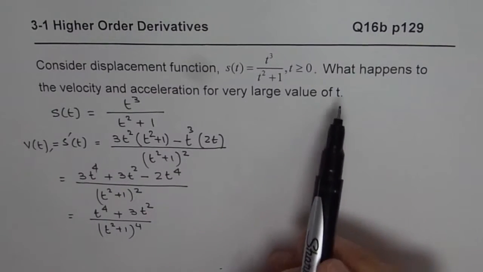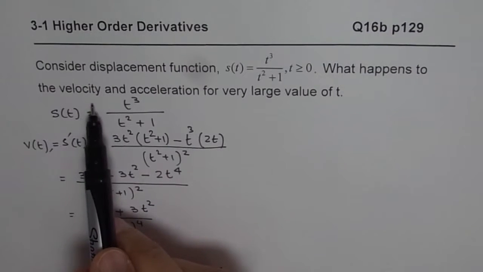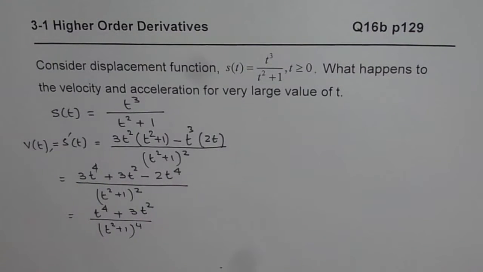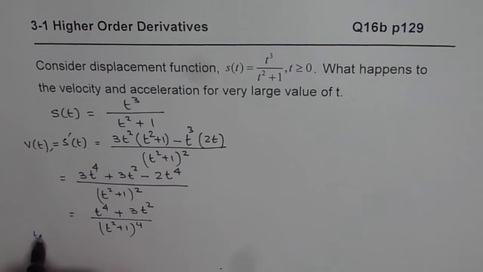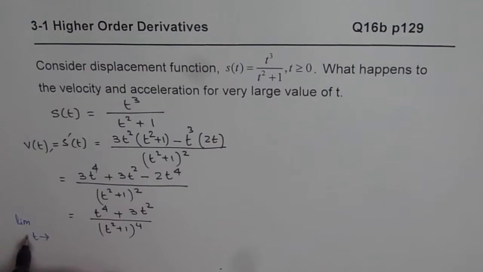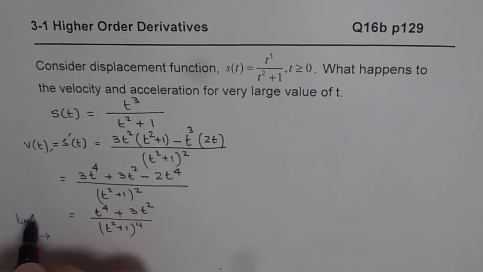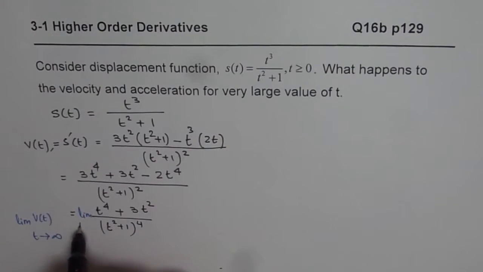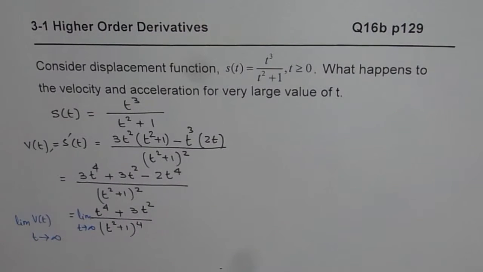Now we need to find what happens to the velocity and acceleration for very large values of t. It really means that, this is the expression for velocity. If t is very large, we need to find the limit of the function v of t when t approaches infinity. Do you see that? So that is the question, right?